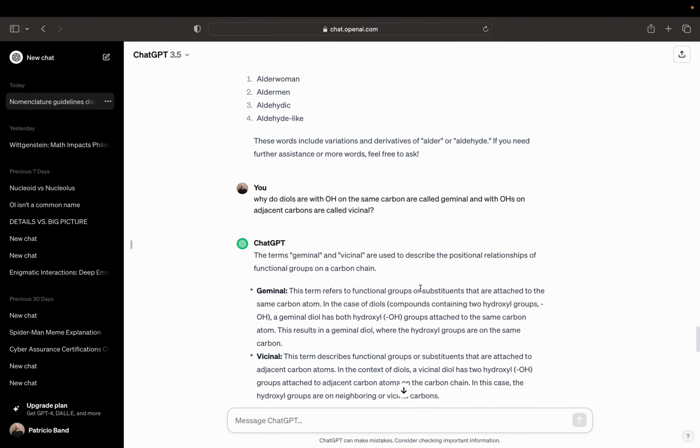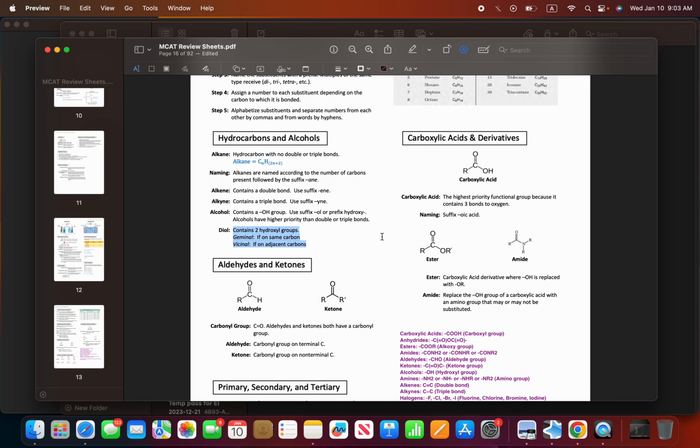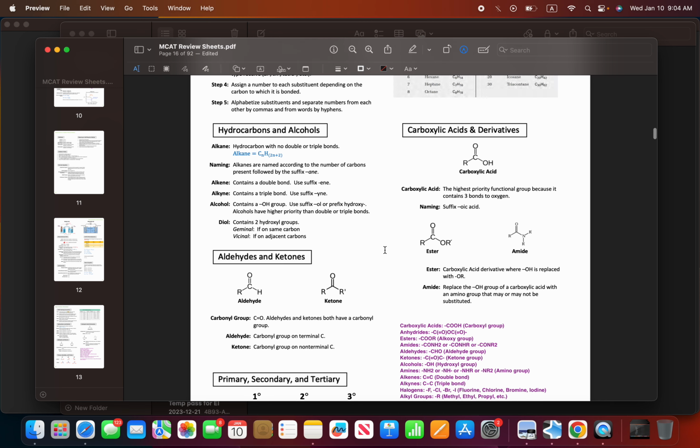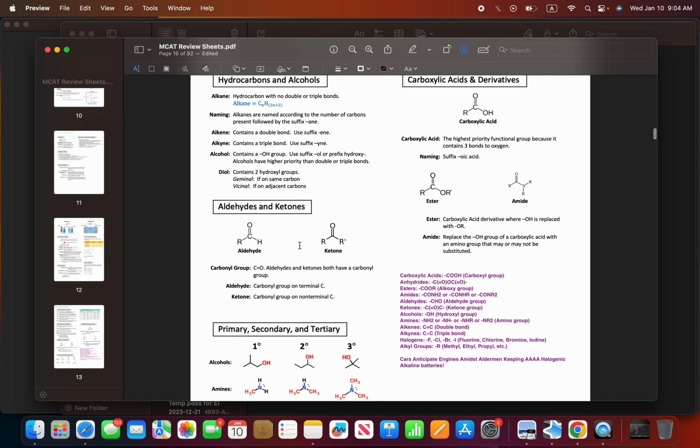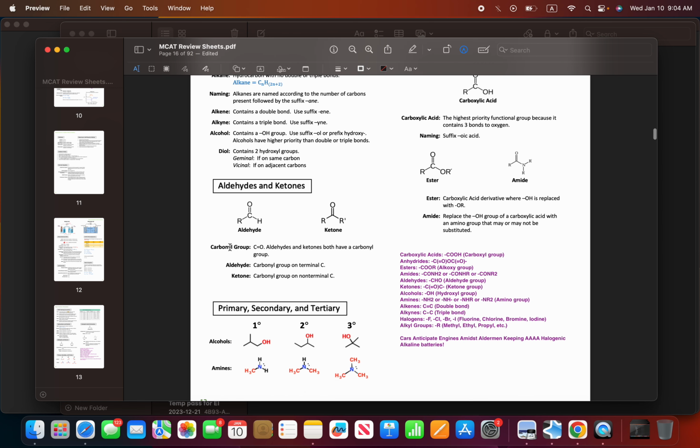Okay. Now we know Gemini means twins here in the chemical terms, and vicinal comes from vicinity, which is the adjacent carbons. Then we have aldehydes and ketones. We have an aldehyde here. We have a ketone here. Both have a carbonyl group. Do we have it here for ketones?